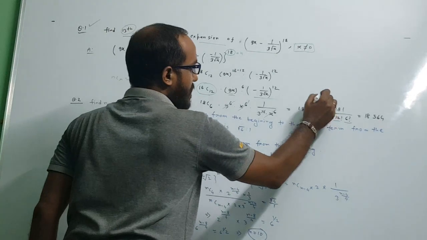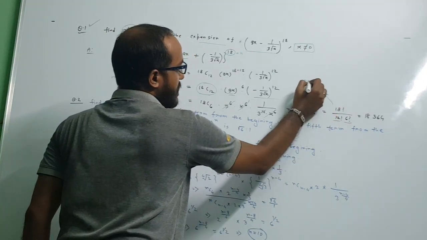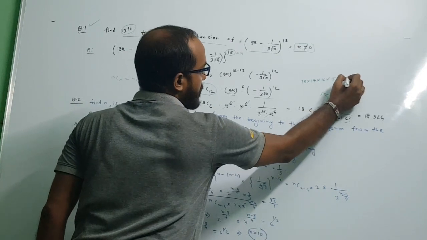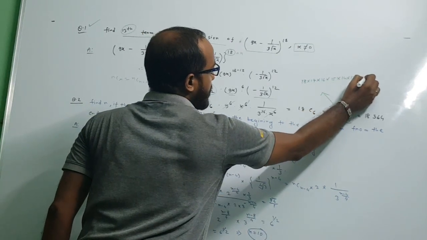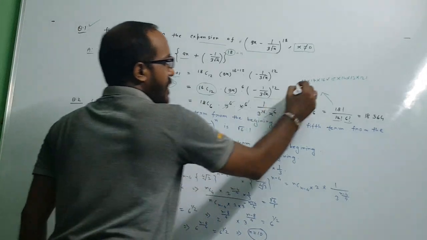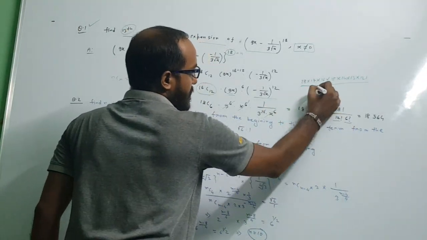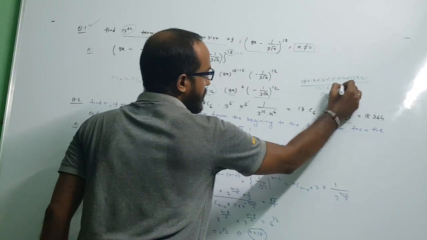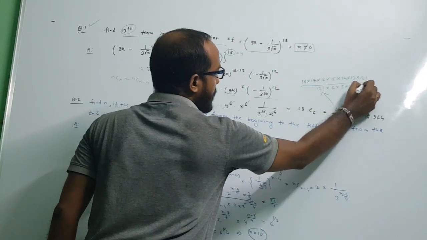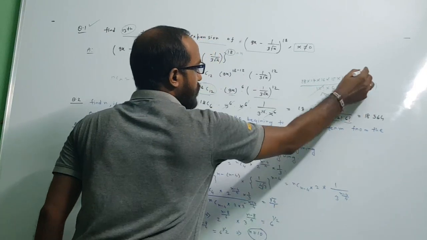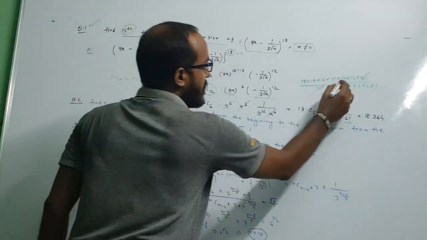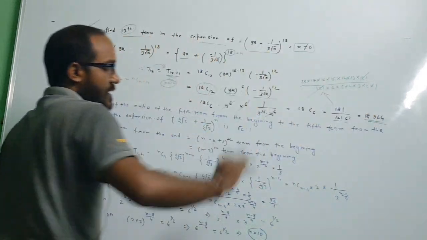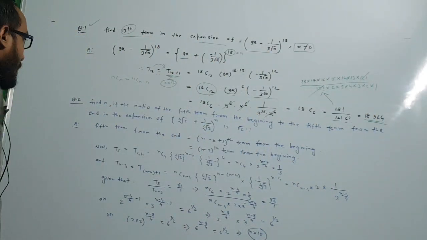If you can break it, you can break it something like this: 18, 17, 16, 15, 14, 13 and 12 factorial, because we have 12 factorial maximum in the denominator. So 12 factorial and 6 factorial, you can write it as 6, 5, 4, 3, 2, 1. So this 12 factorial gets cancelled out. Now cancel other terms and simplify, you will get 18,564 as the answer.